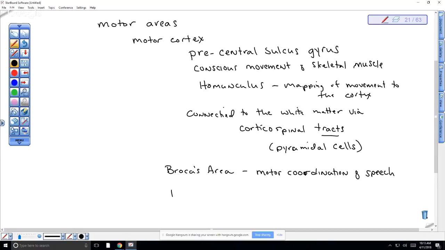We also have what is called the premotor cortex. This is actually in front of the motor cortex. And this is responsible for learned movements. So complex learned movements.